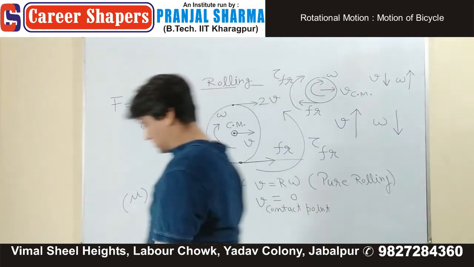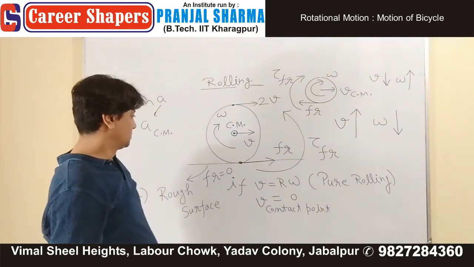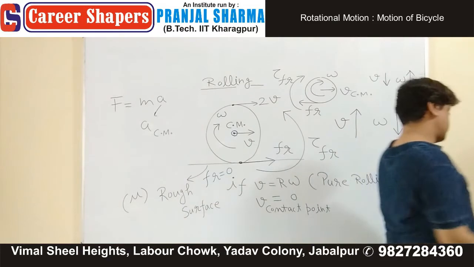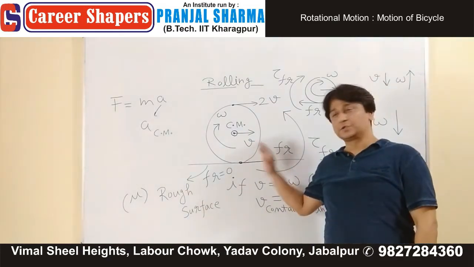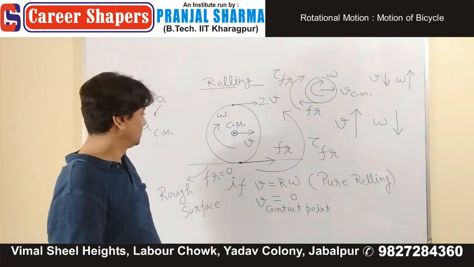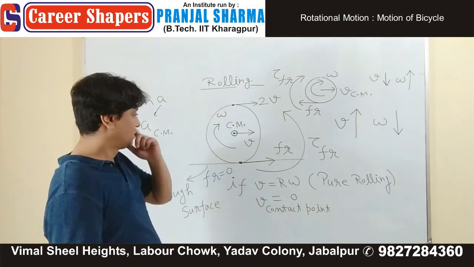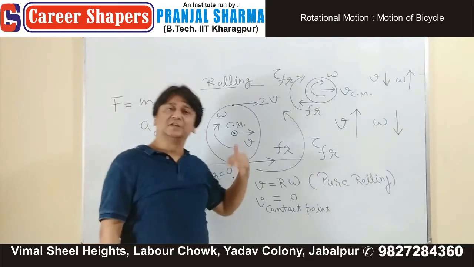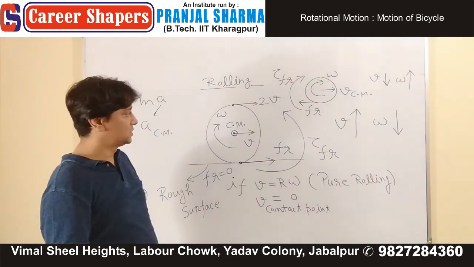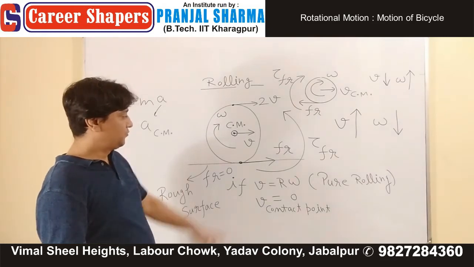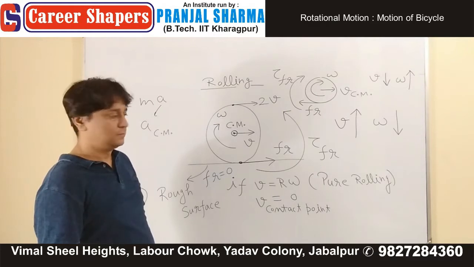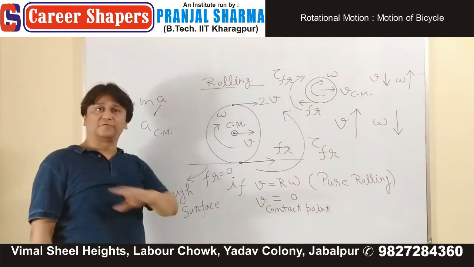Write down the statement. During pure rolling on a horizontal rough surface, in the absence of other external forces, friction at the contact point is zero. Remember, surface is rough, but it is offering no friction.